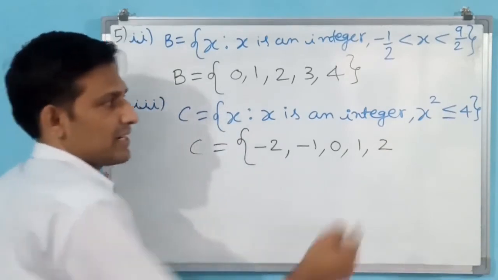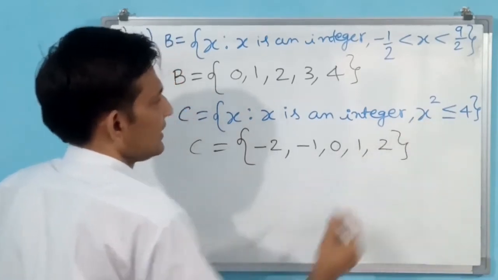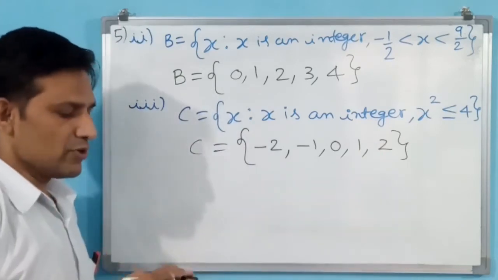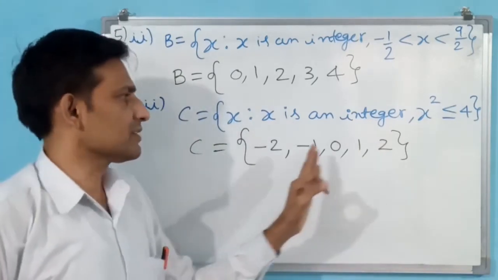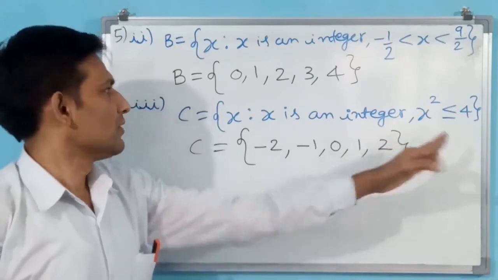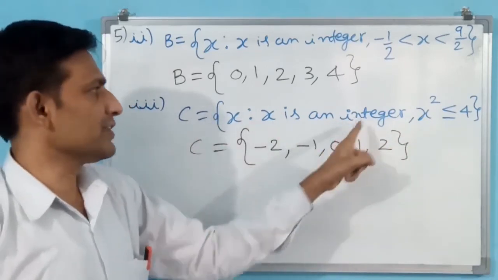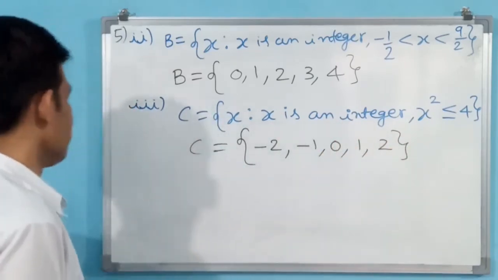3 square is 9 but less than 4. Okay, these are the integers. We know integers: negative integers, positive integers, 0. All will come in integers. Integer they have written. Okay.